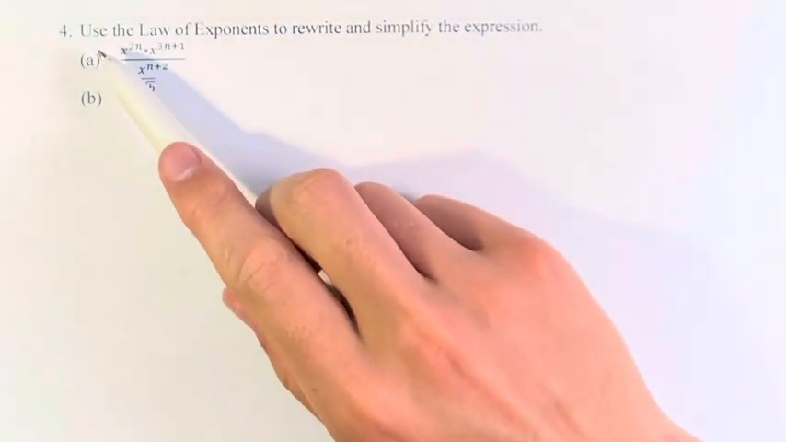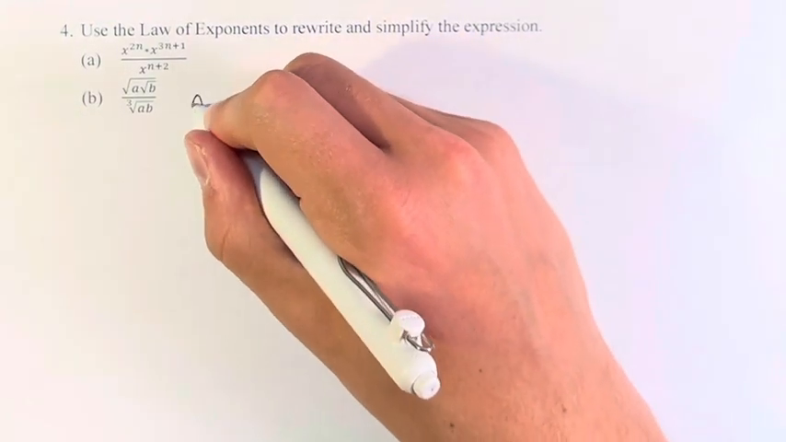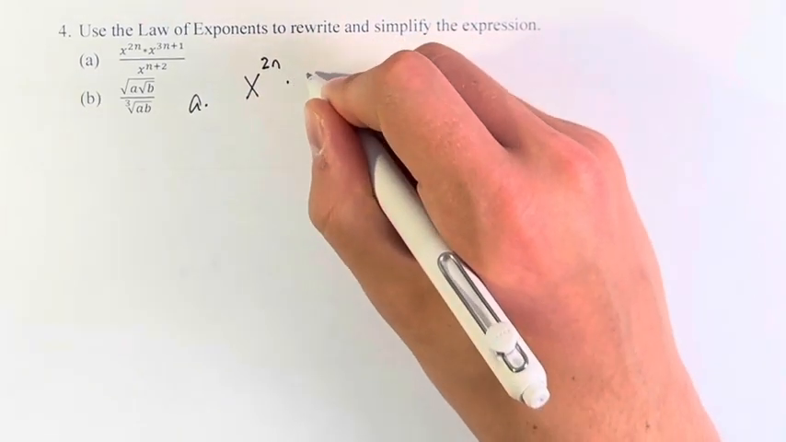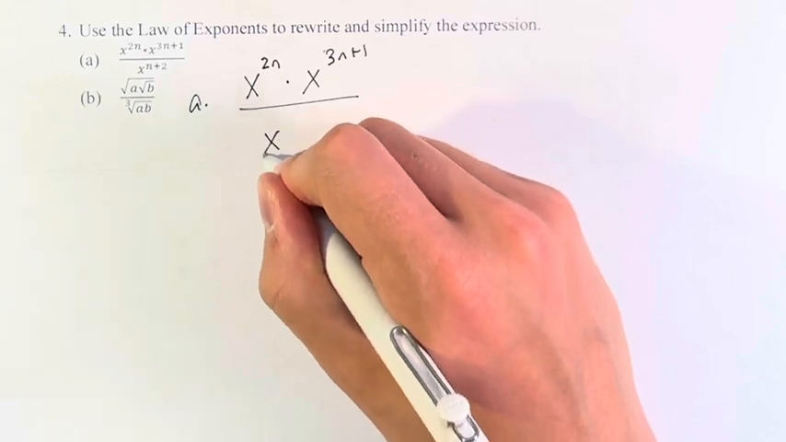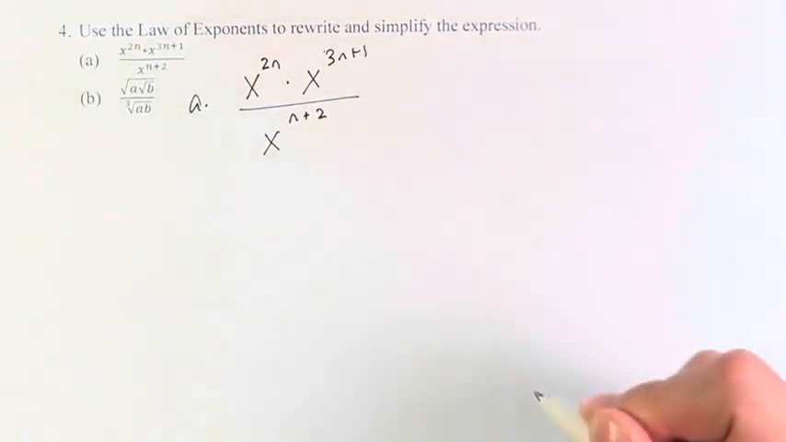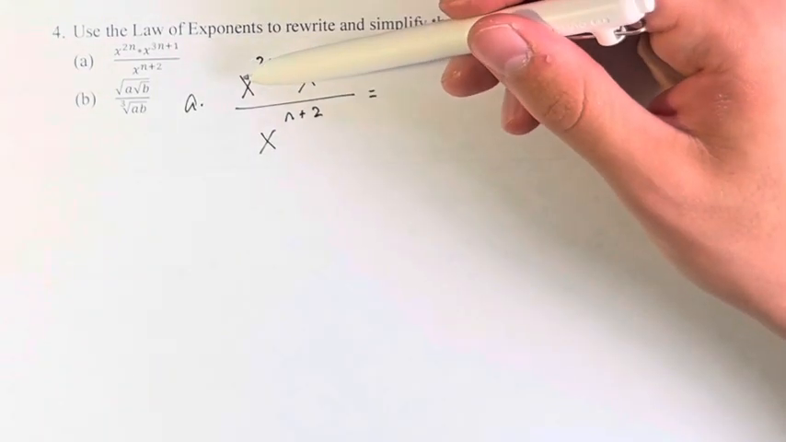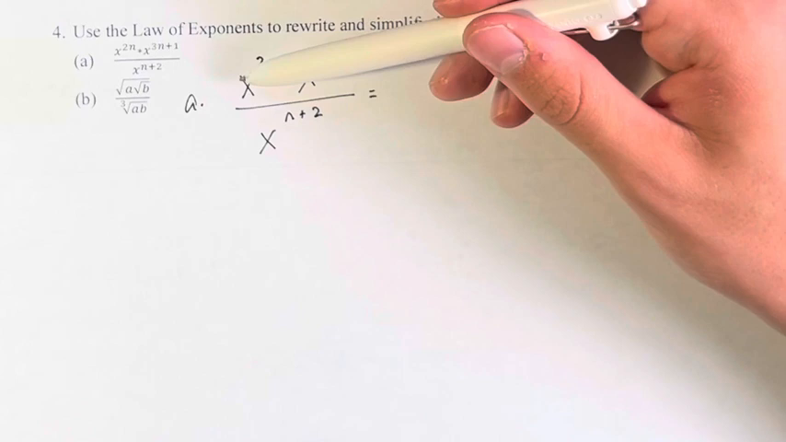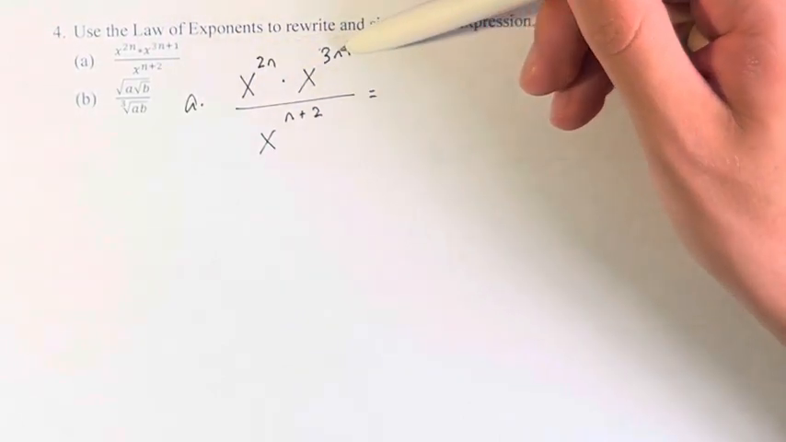In this problem, we're asked to use the law of exponents to rewrite and simplify the expression. So for a, we have x to the 2n times x to the 3n plus 1 divided by x to the n plus 2. How do we simplify this? Well, if you have an equal base, and you have two terms being multiplied by each other, you add the exponents.